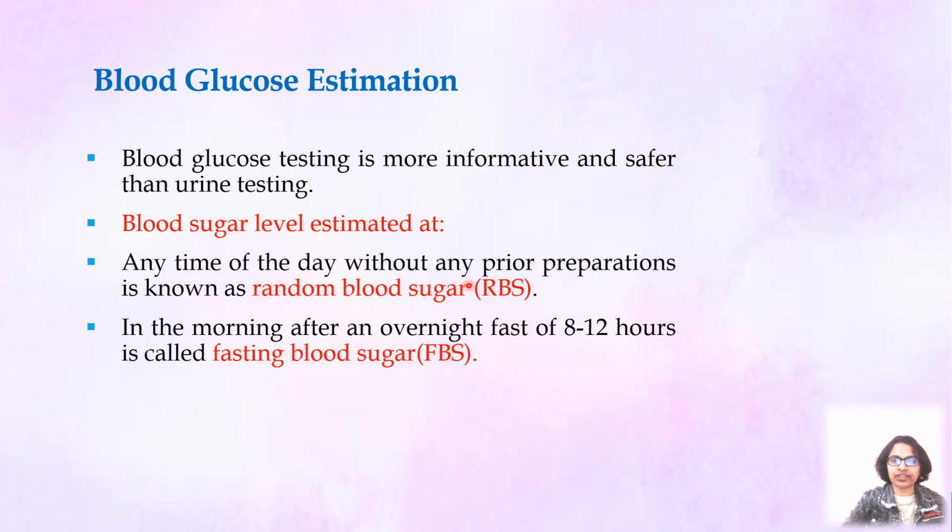Any time of the day without any prior preparation, it is known as random blood sugar. Within 24 hours, any time we check the patient's blood glucose level, that is known as RBS, random blood sugar. In the morning after an overnight fast of 8 to 12 hours is called fasting blood sugar. So fasting means that without the patient eating anything, we monitor his blood sugar levels at approximately 6 to 7 a.m. That is known as fasting blood sugar, FBS.